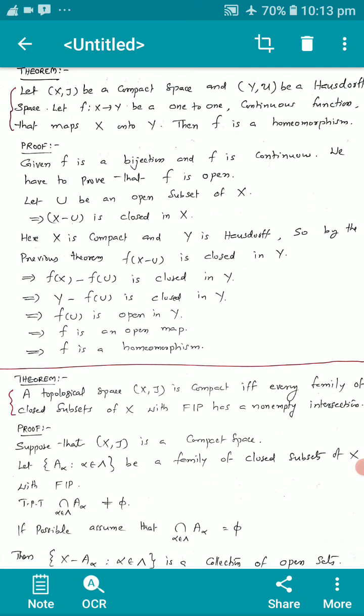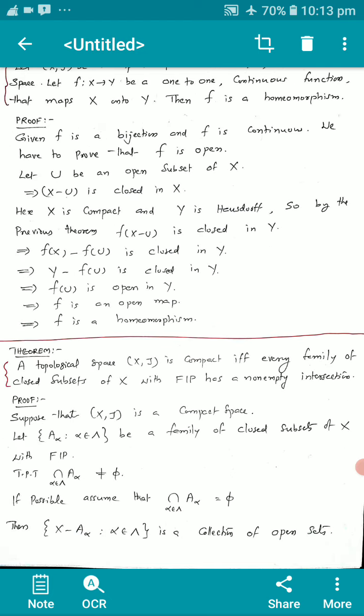Next theorem: a topological space X is compact if and only if every family of closed subsets of X with the finite intersection property, FIP, has a non-empty intersection. A topological space X is compact if and only if every family of closed subsets of capital X with FIP has a non-empty intersection. We can discuss the proof.